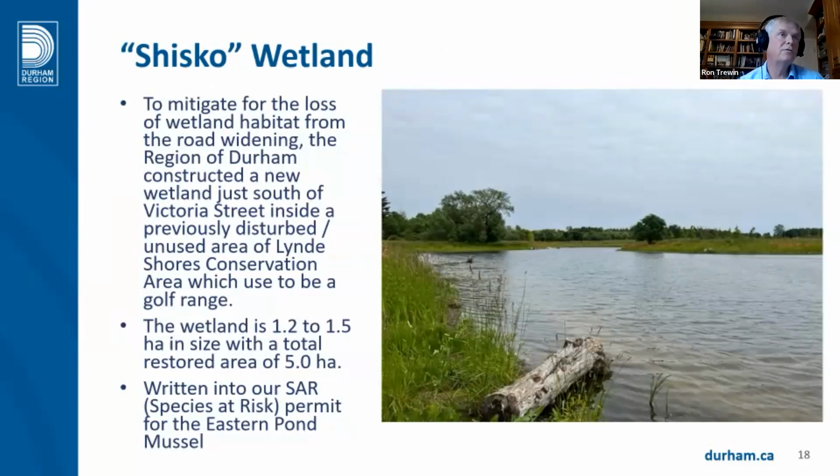To mitigate for the loss of wetland habitat from the road widening, the region constructed a new wetland just south of Victoria Street, inside a previously disturbed, unused area of Lynde Shores Conservation Area. This area used to be a golf range. The wetland is approximately 1.2 to 1.5 hectares in size, with a whole restored area of about 5 hectares. This was written into our species at risk permit. The Shishka wetland cost us about $1.3 million.